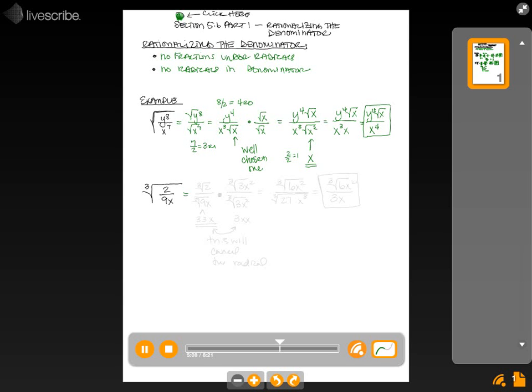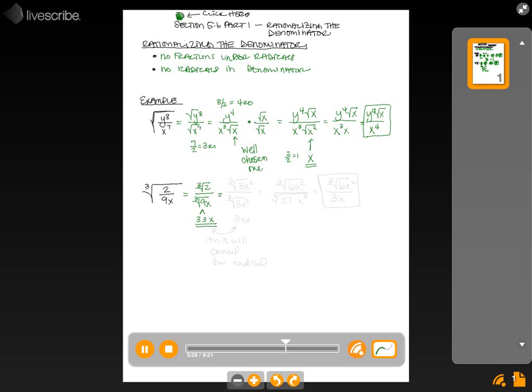First thing we want to do, it's a fraction under the radical, we want to split it up. The cube root of 2 over the cube root of 9x. Now we want to simplify them. Well, 2 is not a perfect cube. It's not going to break down. In our denominator, we have 3 squared times x.